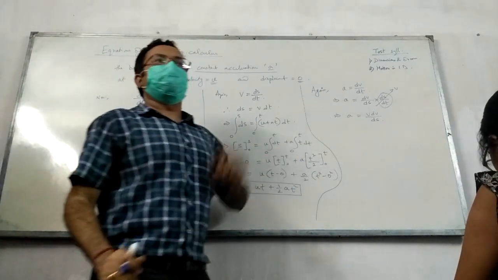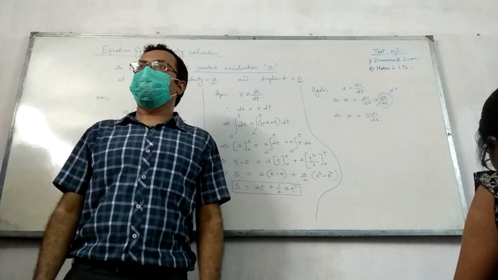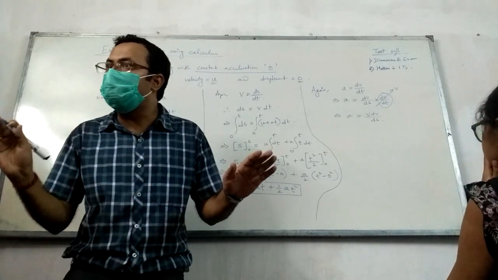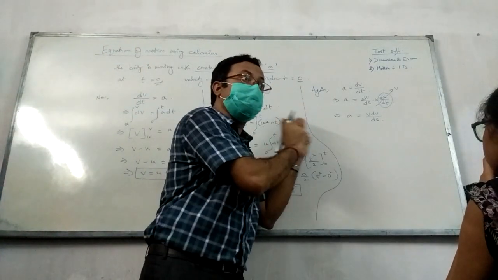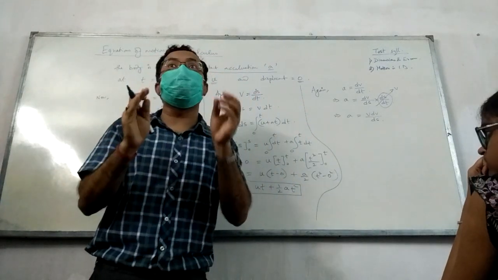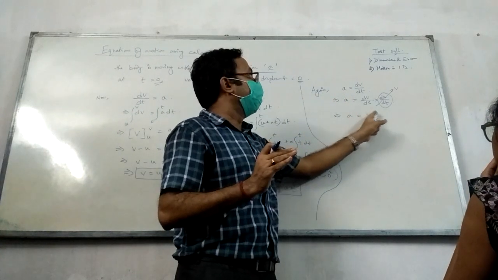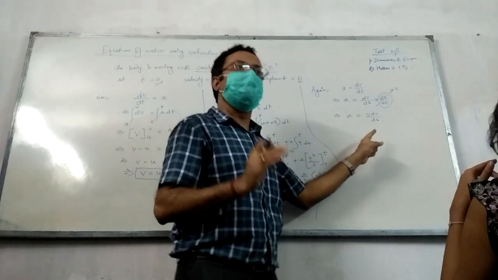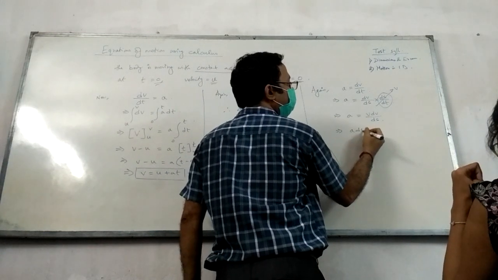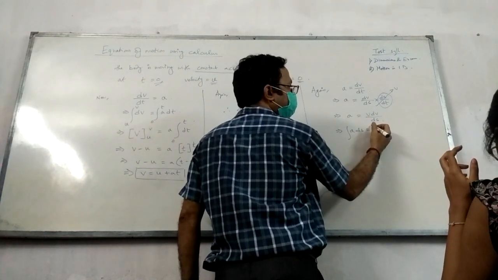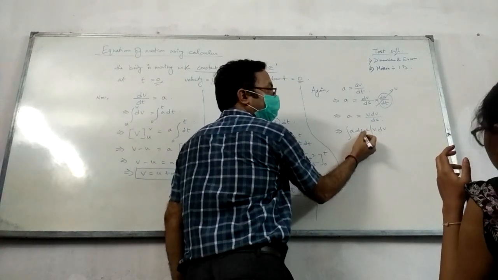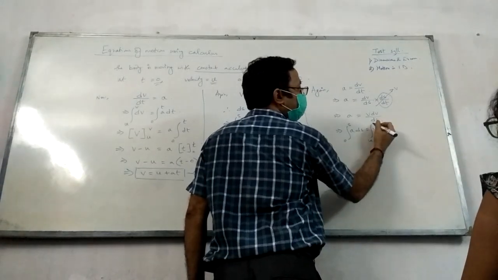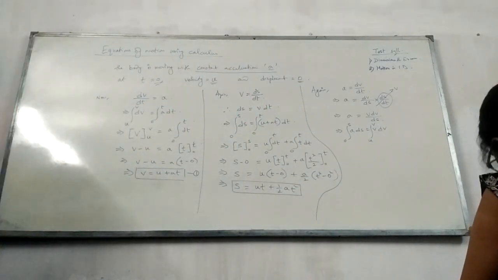Question is, why did I do this? To get rid of time, because in the third equation, do we have time? Remember this trick, this is a very important trick. Whenever you need to get rid of the time variable, you can always write acceleration as v dv by ds. By definition, acceleration is dv by dt; you make a small transposition and it becomes v dv by ds. Now bring ds to the other side and integrate. The limits are 0 to s for ds, and for v dv the variable is v, so u to v.